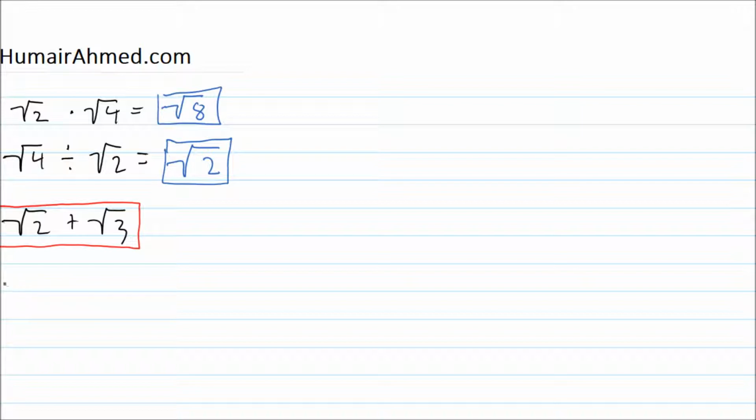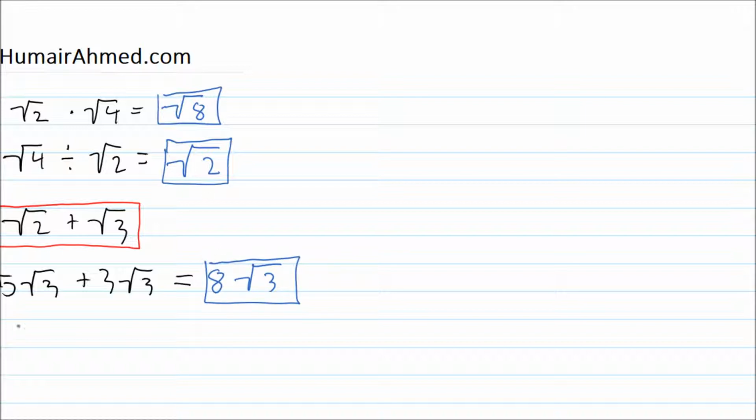Now let's say we had something like 5 times the square root of 3 plus 3 times the square root of 3. In this case, because the root power is the same and the value under the radical is the same, we can add the 5 and 3 together and get 8, and we can keep the same value under the radical, and that's our answer, 8 times the square root of 3.